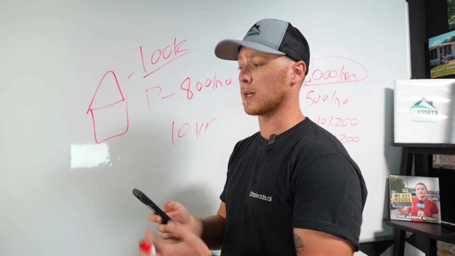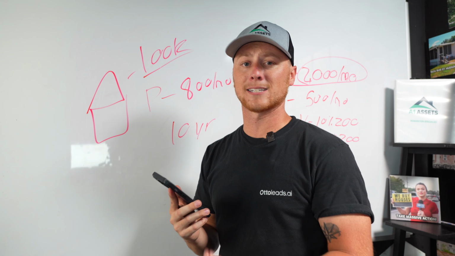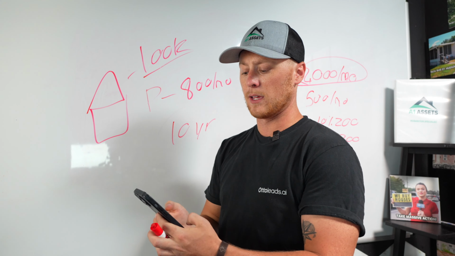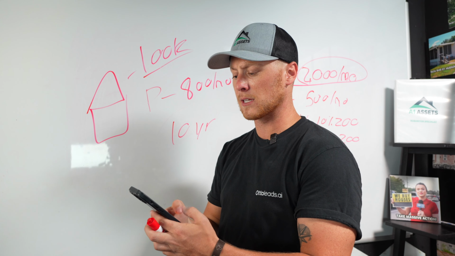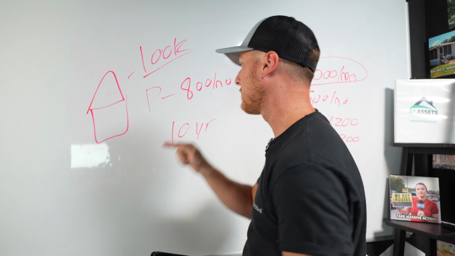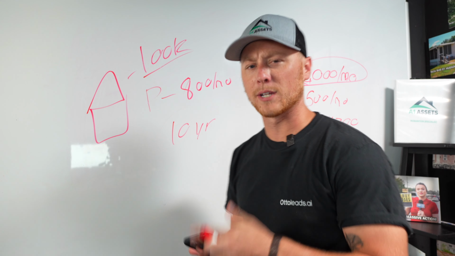So if I go $800 a month times 12 months, that means I've paid $9,600. $9,600 a year is coming off of this balance. If I go times 10 years, then that means I've paid $96,000, and by that 10-year mark, I only owe them $4,000. Are you guys following me with that?